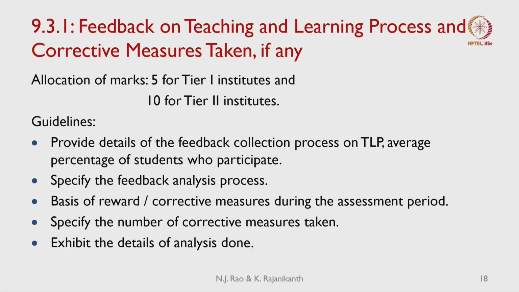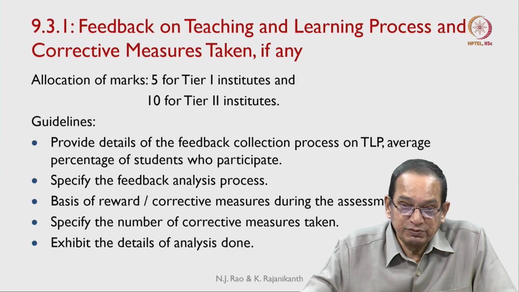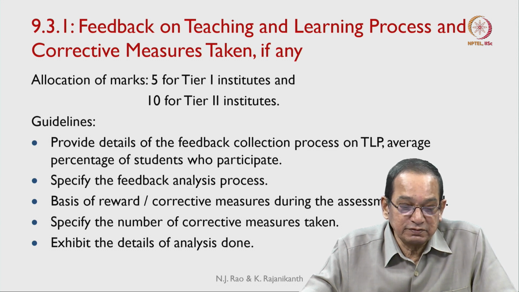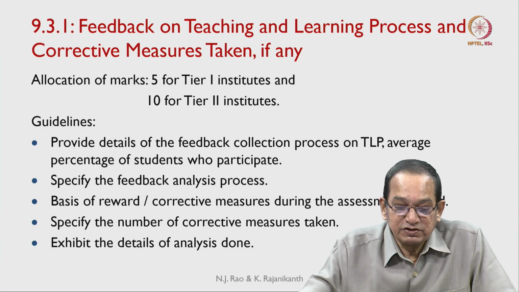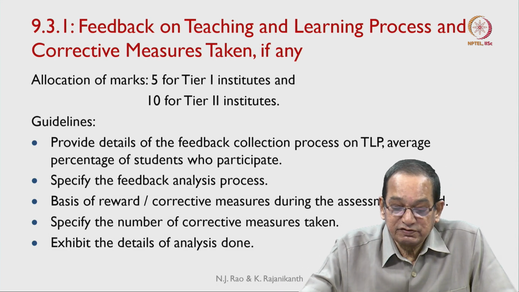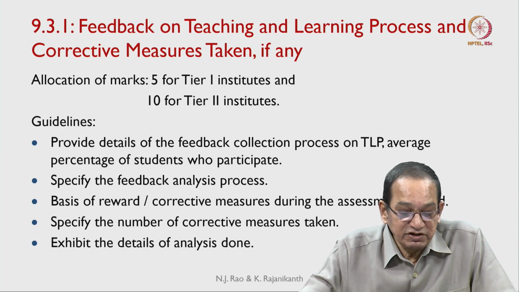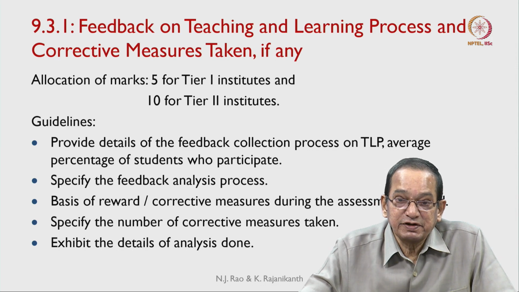So, 9.3.1, feedback on teaching and learning process and corrective measures taken if any. These corrective measures are also extremely important to record. Allocation of marks, as we saw, is 5 for tier 1 institutes, 10 for tier 2 institutes. Provide details of the feedback collection process on the teaching learning process, and the average percentage of students who participate.